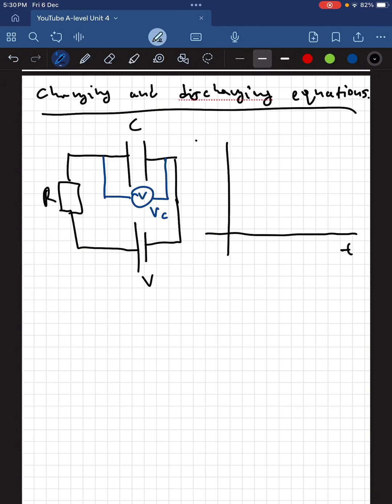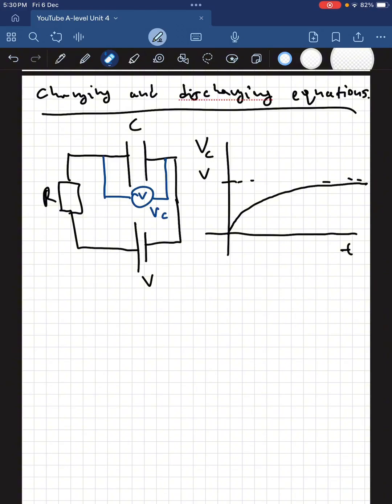So if we plot the voltage across the capacitor with respect to time, we expect that the final value will be V. Initially, it will have a potential difference equal to 0, and gradually it's going to increase and look like that. So how are we going to make sense of this plot? By the way, this should be a straight line. I'm sorry.